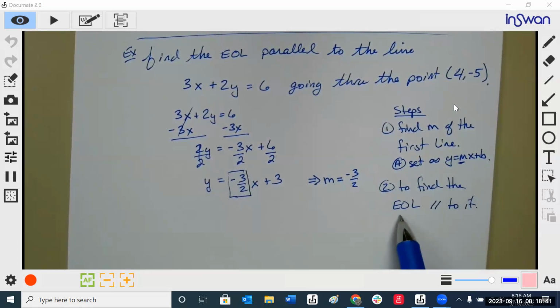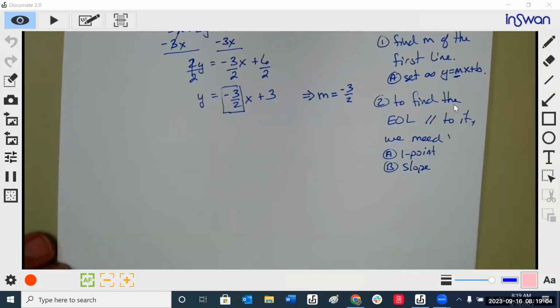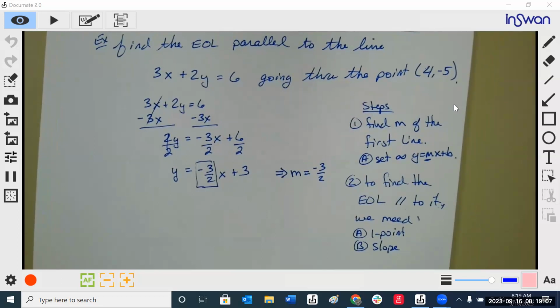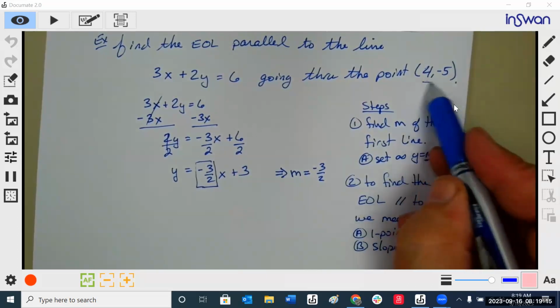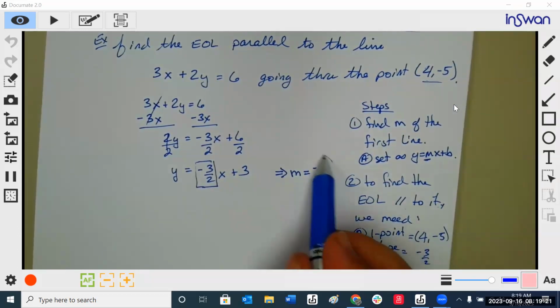So to find the equation of the line that's parallel to this one, we need 1 point and the slope. Do we have those? What's the point? Yeah, that's given up here in the question. Then the slope, that's what we just found out. Very good.